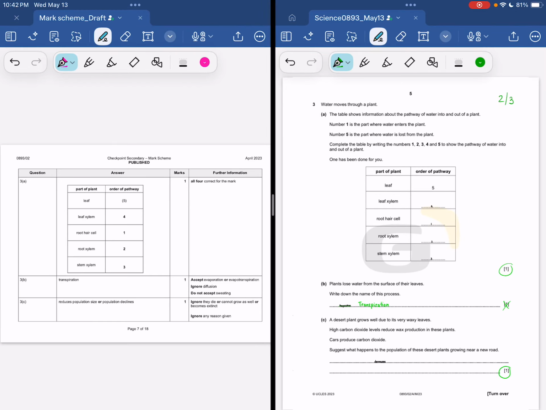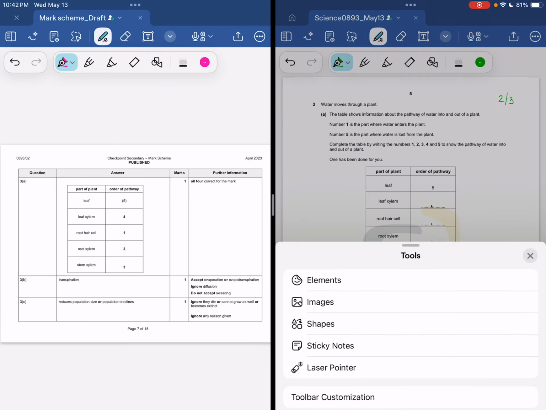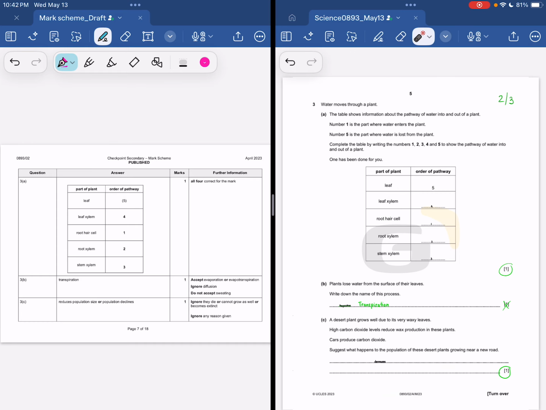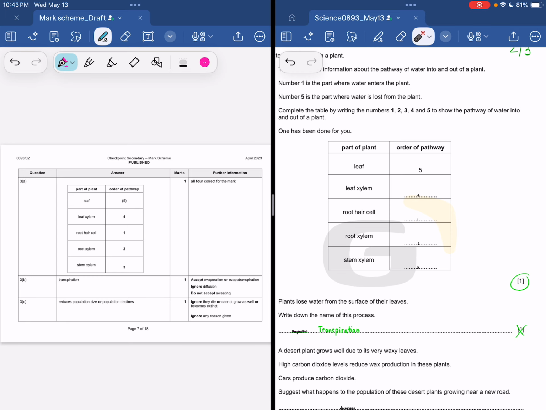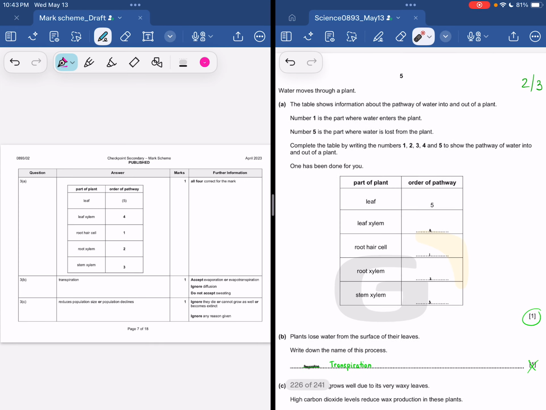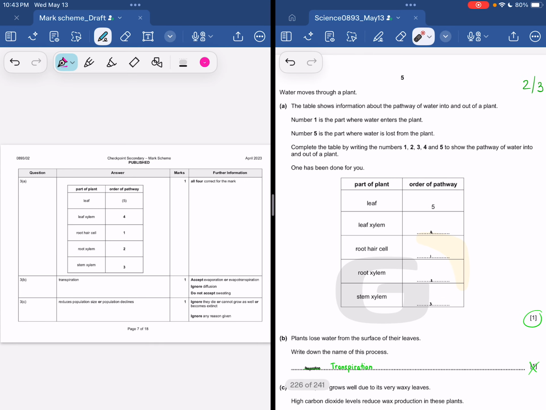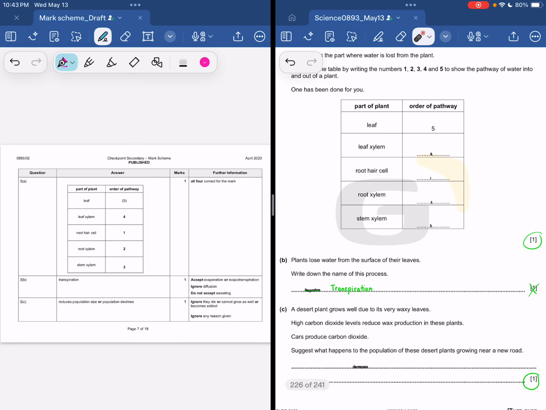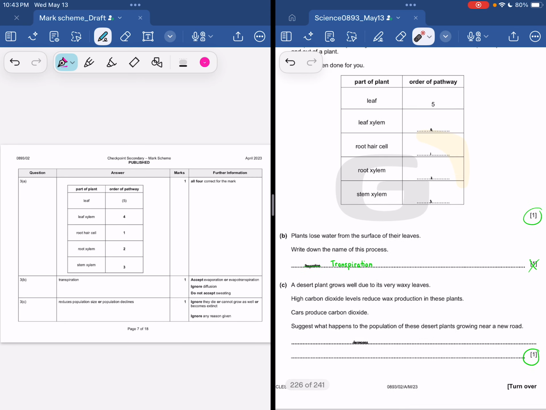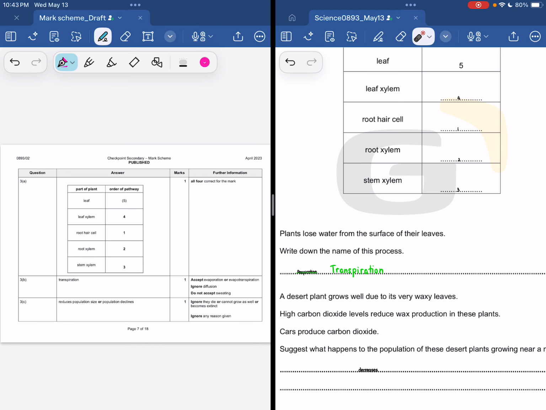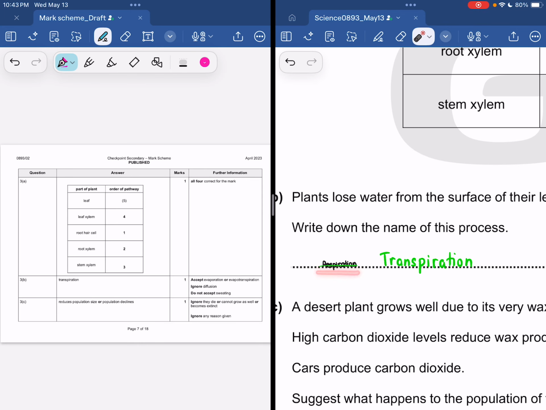Next question, question number 3. It asks about a plant and about a process in the plant. So it's good that you can tell the order of the pathway of how water is carried inside a plant here. So nothing else to add here. The second question is asking about the process when plants lose water from the surface of their leaves. So it's not respiration, but it's transpiration. Okay, what's the difference between respiration and transpiration?